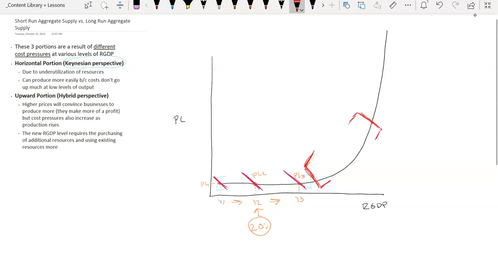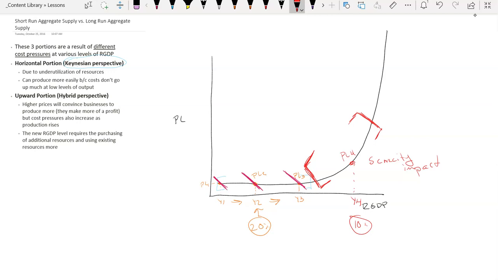So the hybrid portion is where we start to actually feel the scarcity impact more. So instead of 20% unemployment, let's say at PL4, we're now at 10%, right? And so the available labor pool has gotten tighter, so the wage pressures have gone up, or the price for lumber has gone up, or the price of petroleum has gone up, and that's causing the cost of production to go up marginally. And so now you're starting to see output is slowing down a little bit, but the price levels are starting to kick in, right?